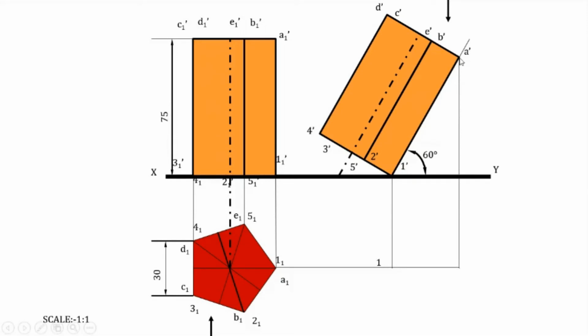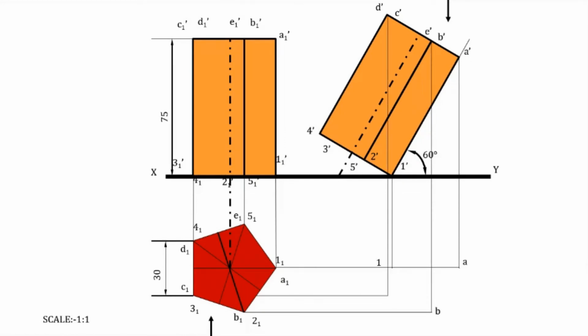Now point A, from A dash we are dropping it, and here also A1 as well as 1 is the same. So in this same straight line we will get A. This is point A. Now point 2 and B, then C, D, and E. A, B, C, D, and E is obtained. Likewise, 1 is obtained, 2, 3, 4, and 5.